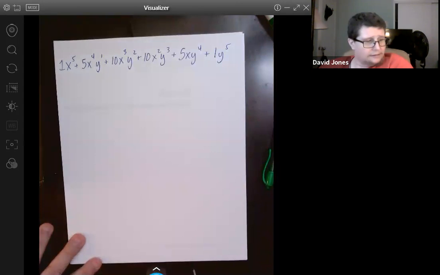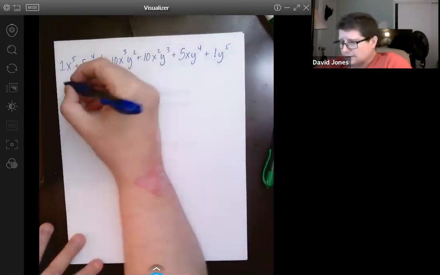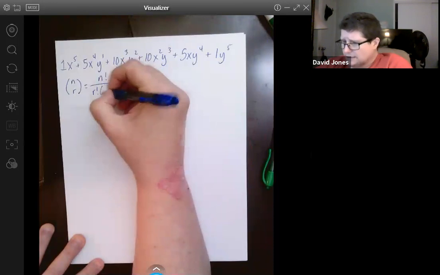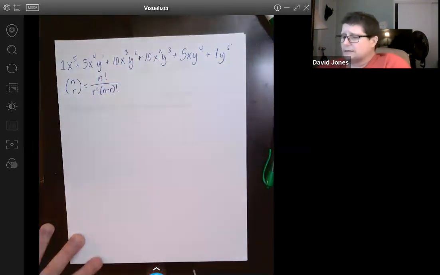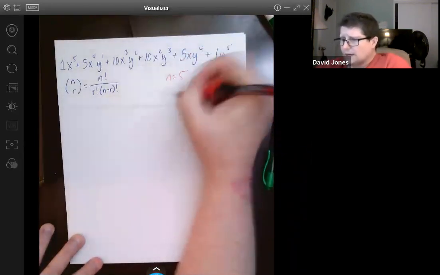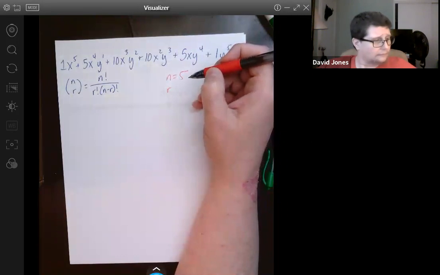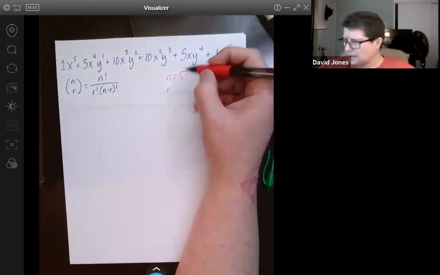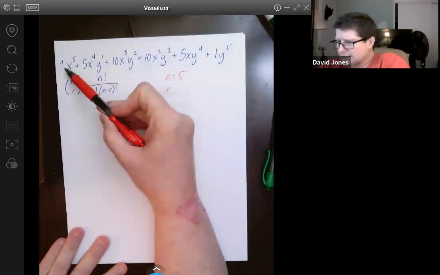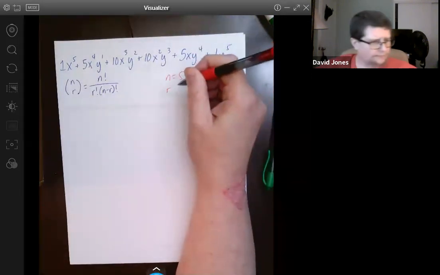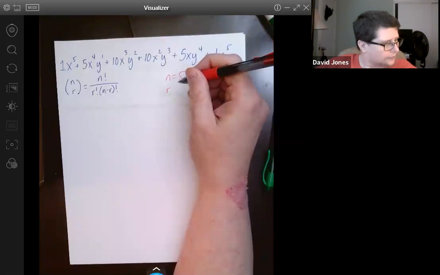And I had n over r. This is what the formula was. So in this problem, n equals 5. And r, is that our term number? I don't know. Let's figure out what r has got to equal. I can't do r equals 0. If I plug in 0, well, I could. Hold on a second.